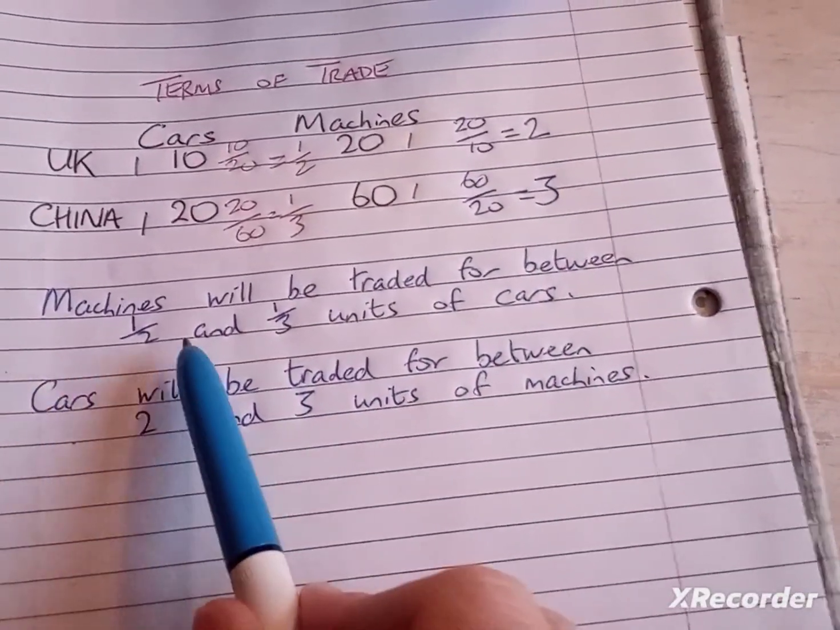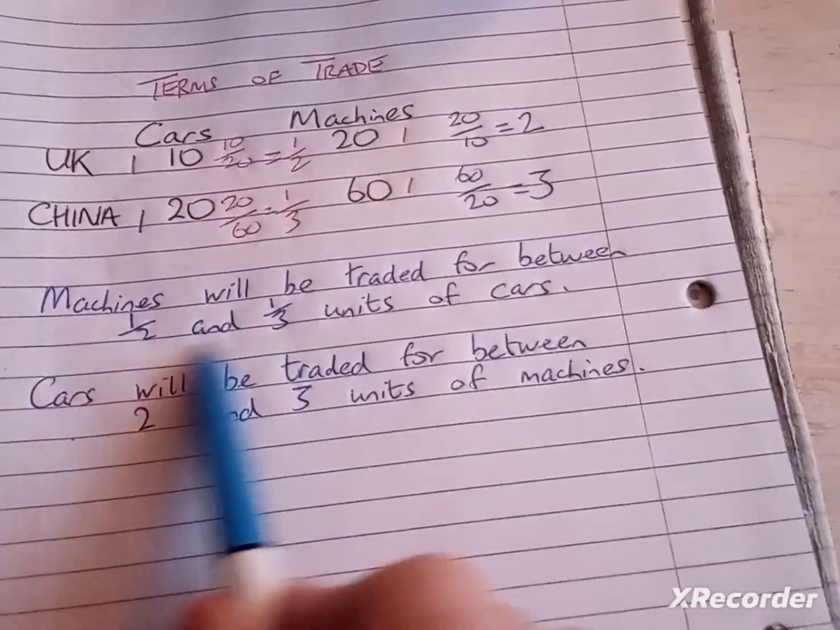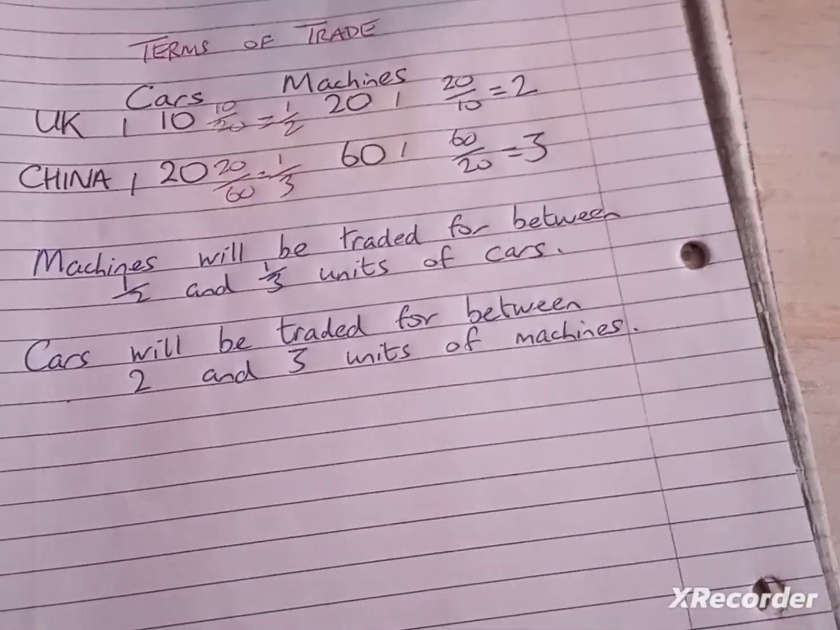Now, if you feel confident then and you want to convert that into decimals, that's fine, but it's okay to use fractions when explaining terms of trade.